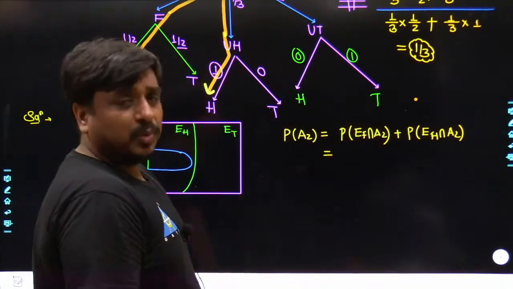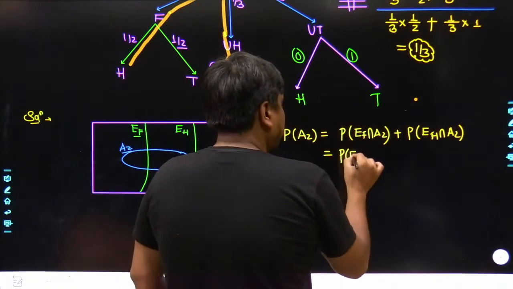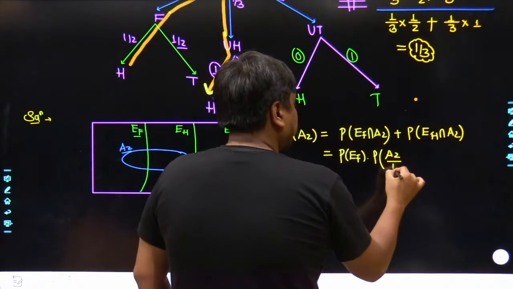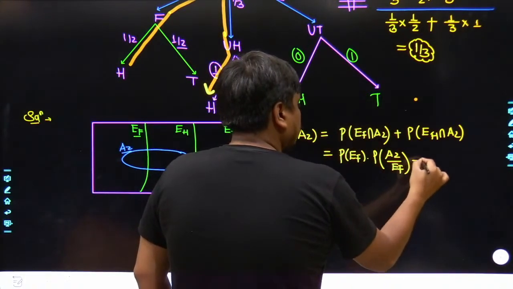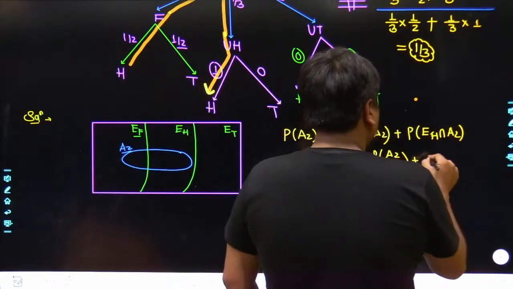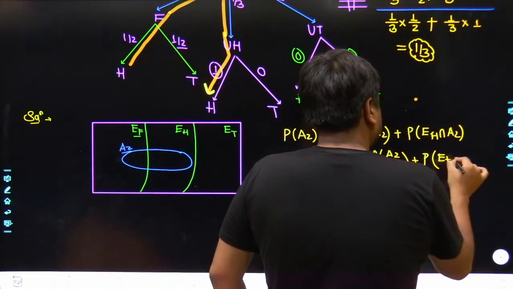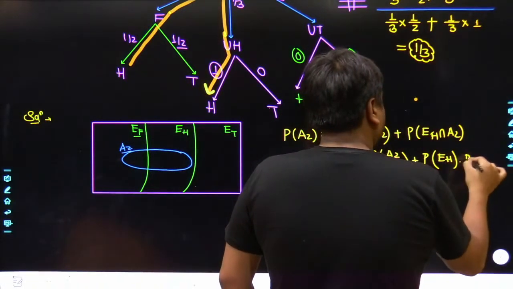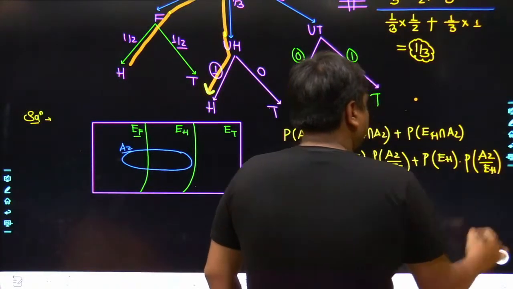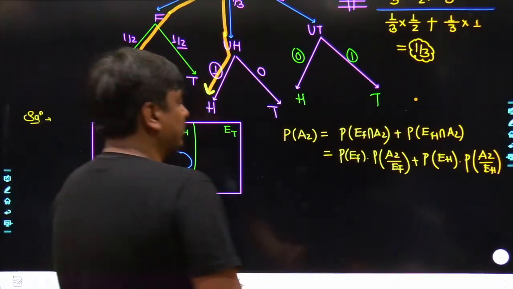Obviously, we can change this problem into the form of dependent events, and that would be equal to P of EF multiplied with P of A2 given EF, plus P of EH multiplied with P of A2 given EH. Agreed? Till this point, this must be clear to all of us.